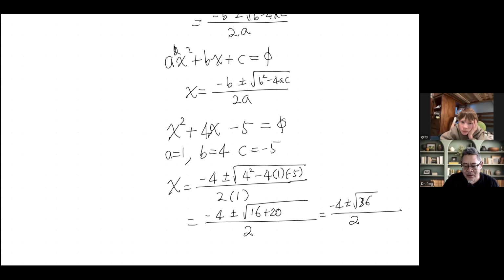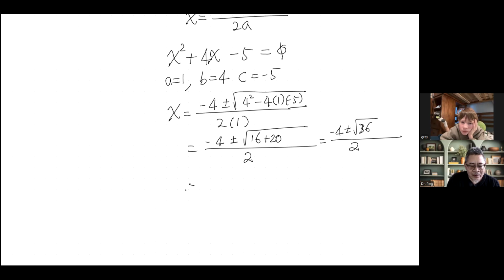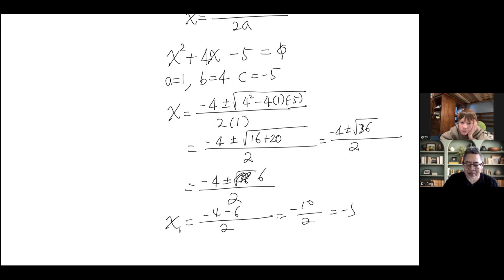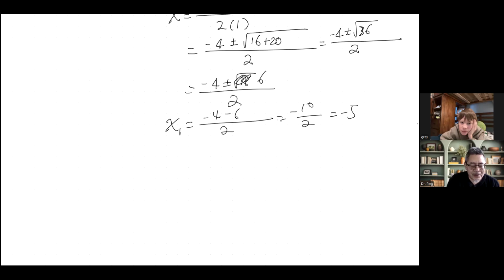So now we got negative 4 plus minus 6 over 2. So we got two solutions. One, x1 is negative 4 minus 6 over 2, which is negative 10 over 2, give us negative 5. And x2 is negative 4 plus 6 over 2, give us 2 over 2, give us 1. So that's how we got this solution, negative 5 and 1.